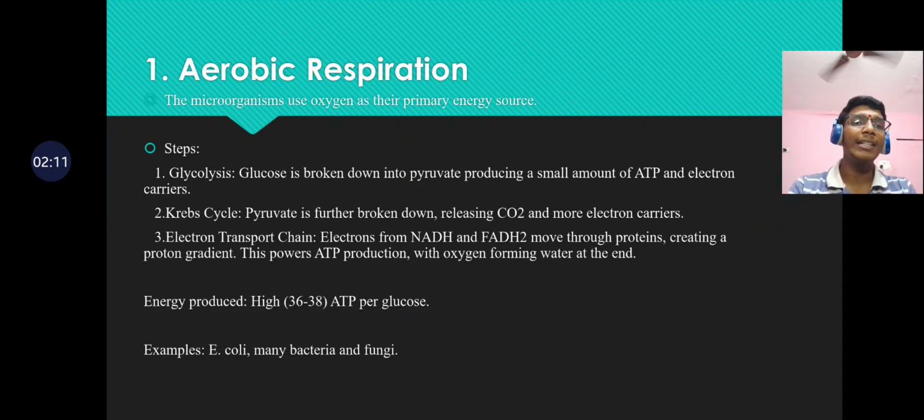Electrons from NADH and FADH2 move through proteins, creating a proton gradient. This powers ATP production, with oxygen forming water at the end. This is the most sustainable as the end products formed can be used again.